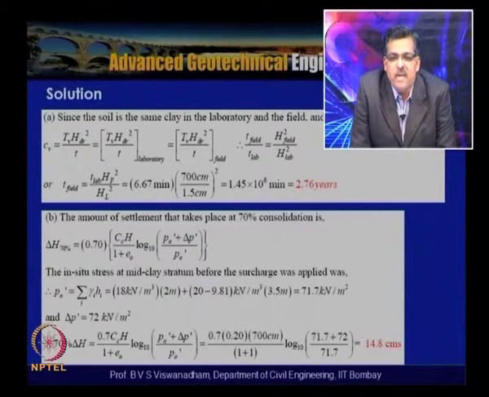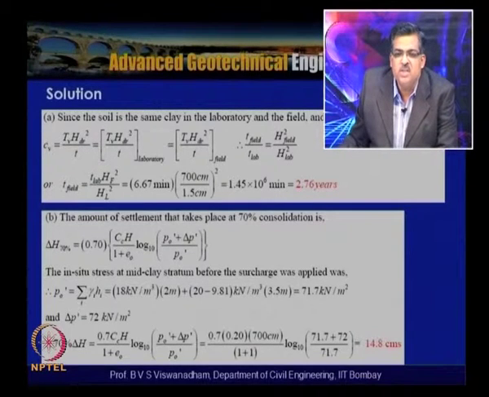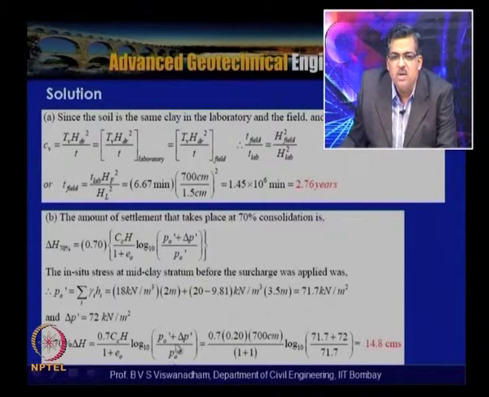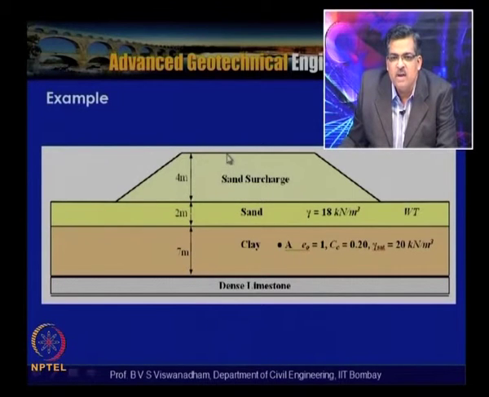70% of delta H is nothing but 0.7 times Cc, where Cc is 0.2, which is given, into H, which is 7 meters, divided by 1 plus e naught, and e naught is equal to 1. So it becomes 1 plus 1, and log to the base 10 of sigma naught dash, that is the effective overburden pressure at this particular point, which is 71.7, computed here, plus 72 due to this levee.